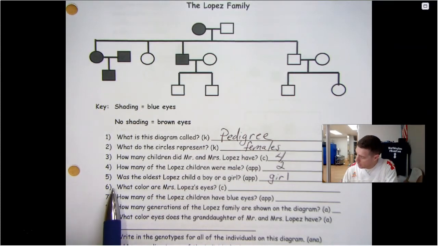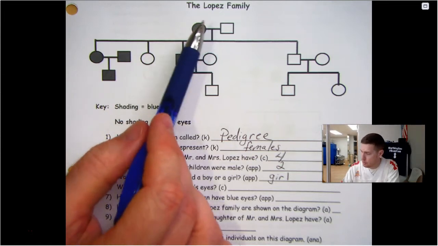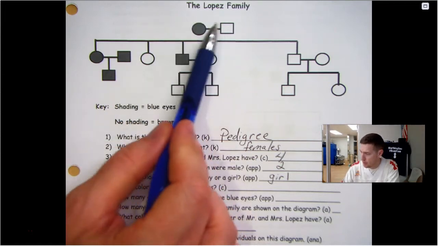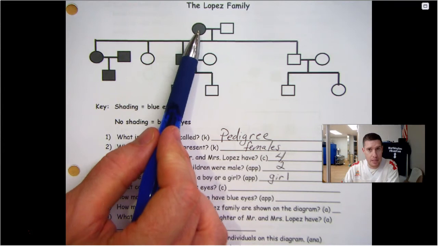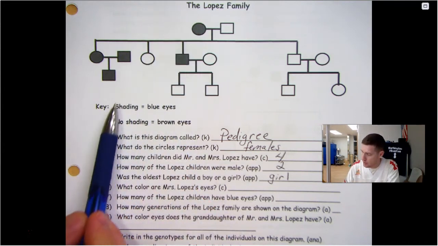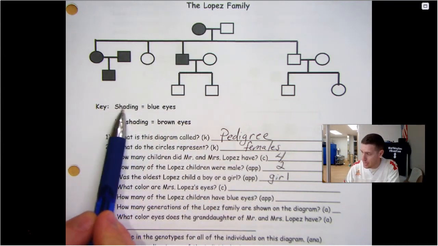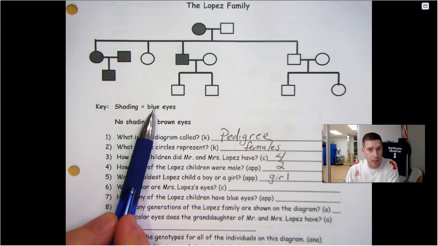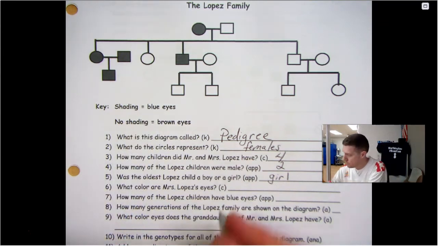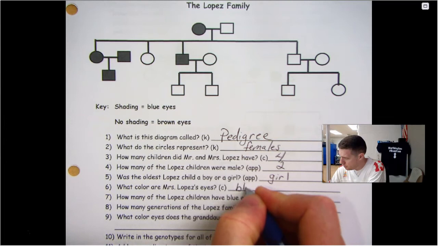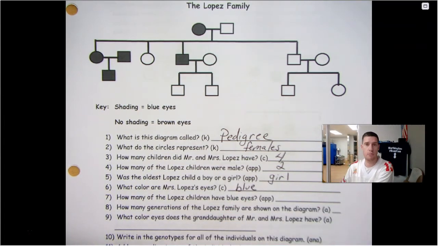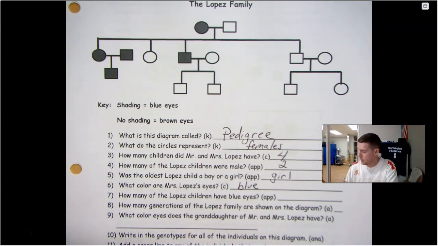Okay, now what color are Mrs. Lopez's eyes? Mrs. Lopez and Mr. Lopez are up here. Mrs. Lopez's shape is shaded in, and this tells us down here in the key that shading means that individual's phenotype is blue eyes. Okay, so far so good. So she has blue eyes. Okay, next question.